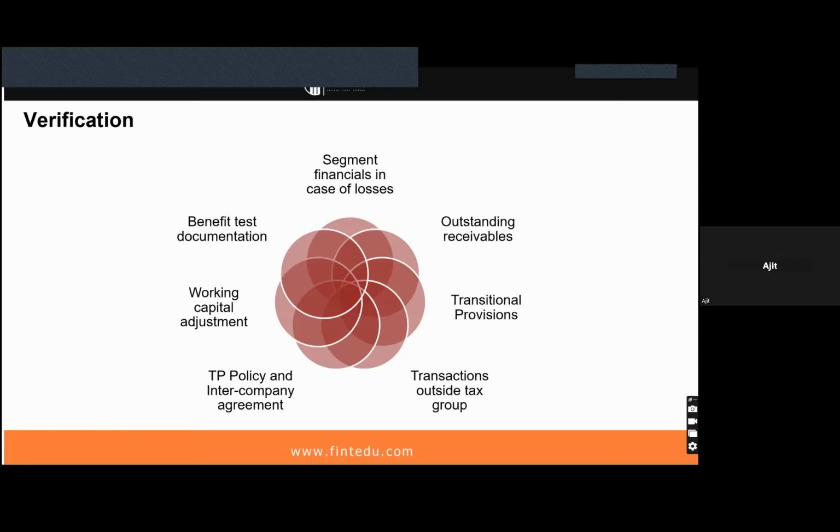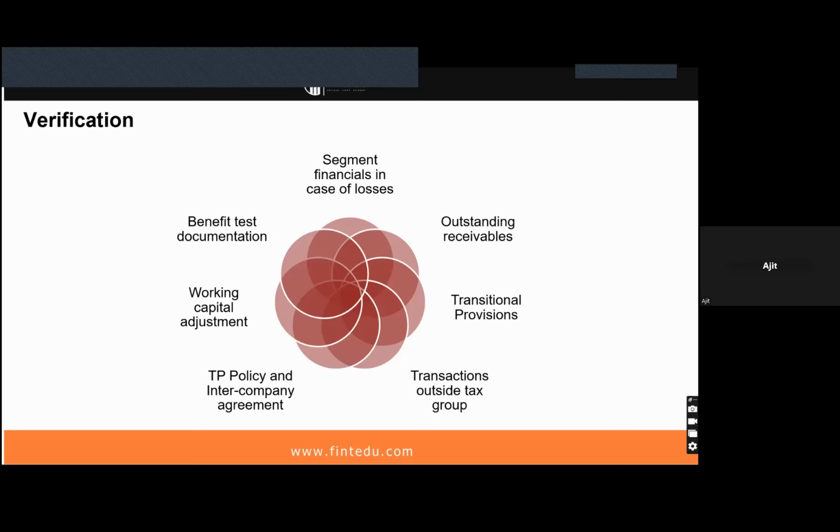We need to see the transactions outside the tax group. We need to see the TP policy and intercompany agreement. Are they all aligned? From a benchmarking perspective, we need to see if the comparable range is not at arm's length, we can do the working capital adjustment, and then accordingly conclude the arm's length pricing, because this adjustment is allowed as per law. One should take the benefit of it and ensure that proper adjustment is made.